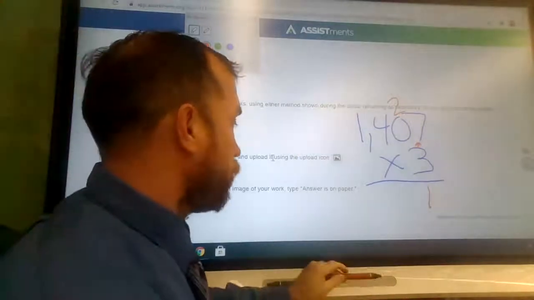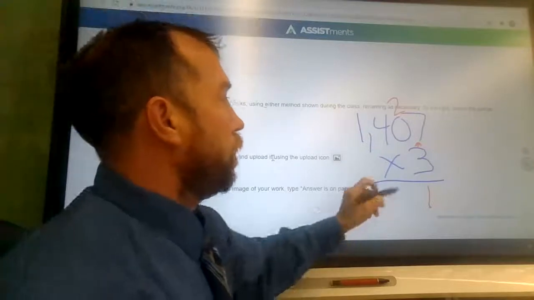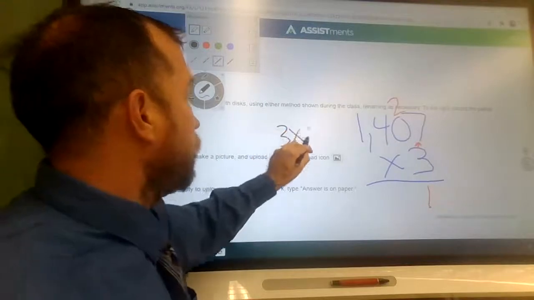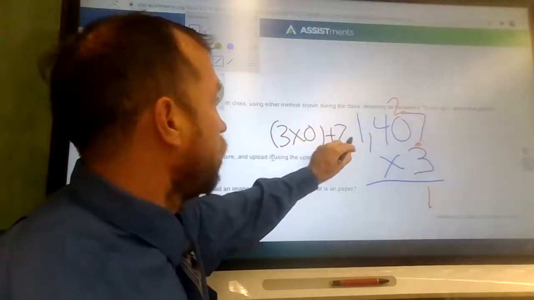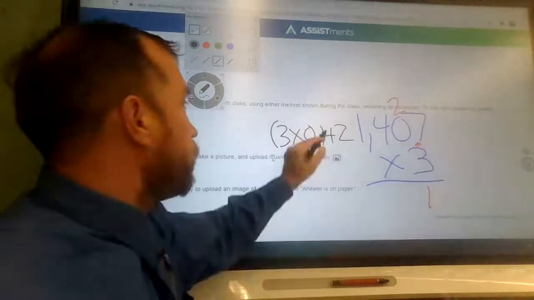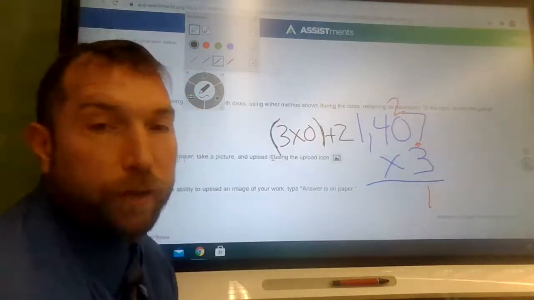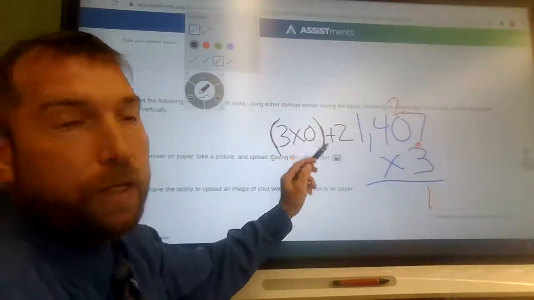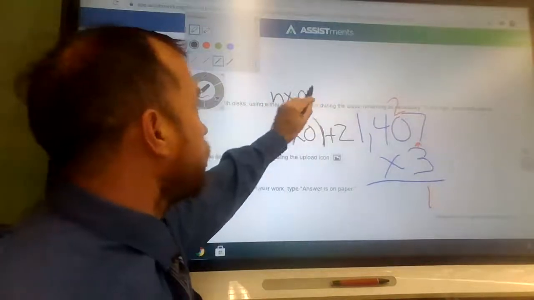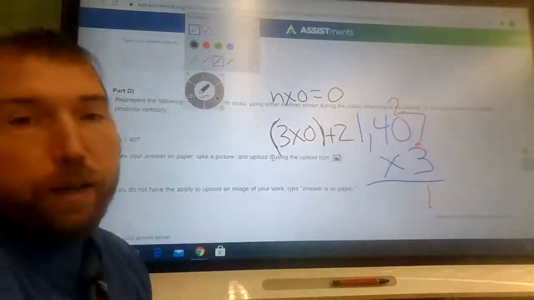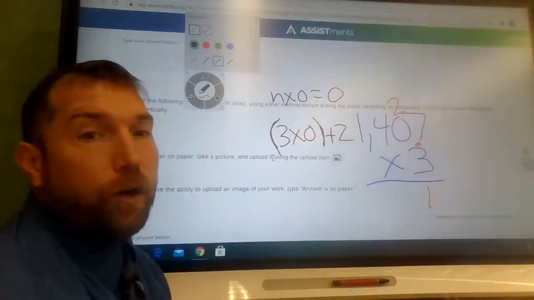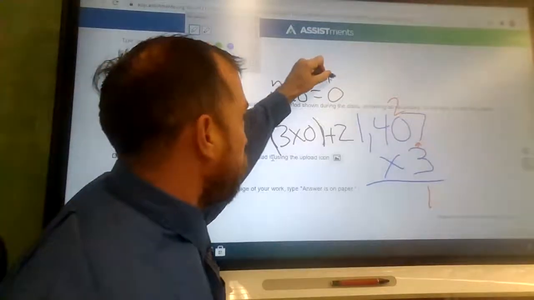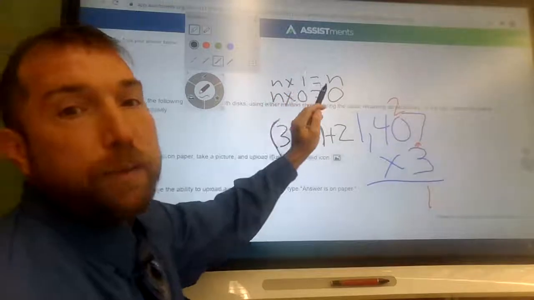Because here's the part that tricks a lot of people. 3 times 0 plus 2 is essentially what they're asking you to do there. The parentheses means I do that first, which you would anyway, but I just wanted to emphasize that. You do 3 times 0 first. Any number times 0 equals 0. It doesn't matter what I put in that end spot, it's always going to work. Just like any number times 1 equals itself.